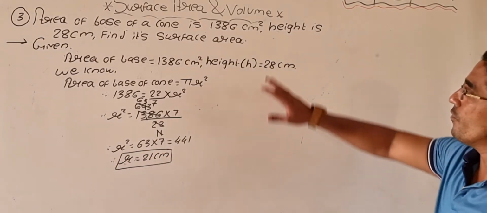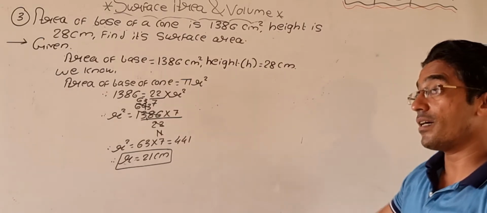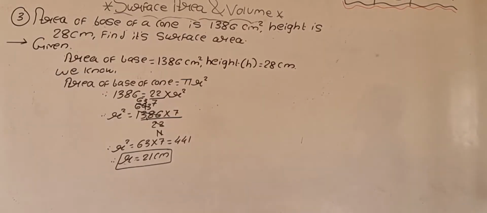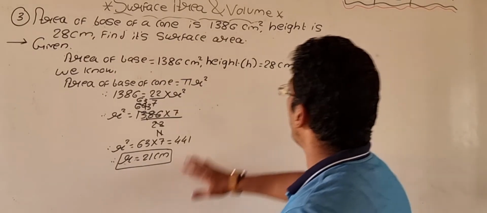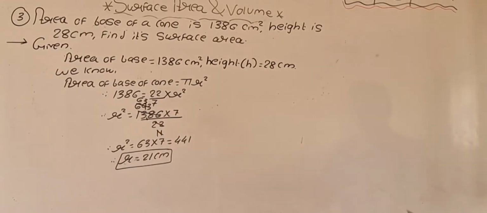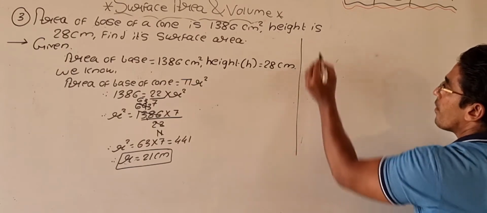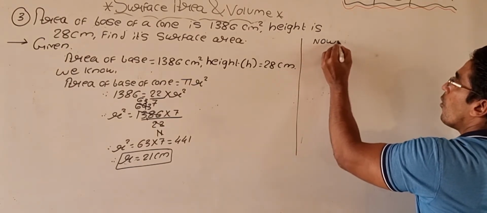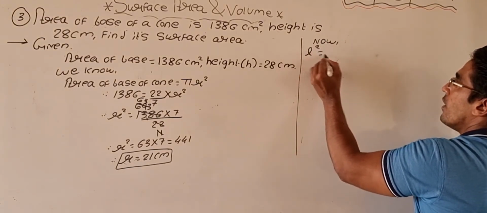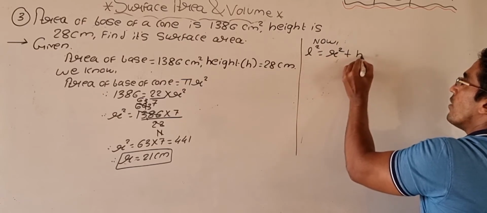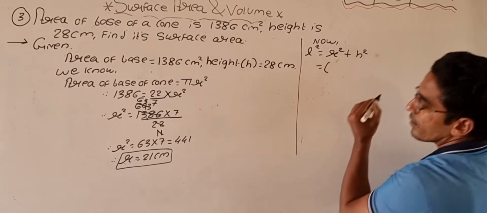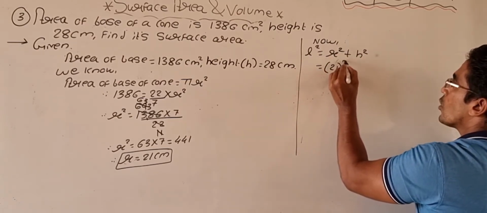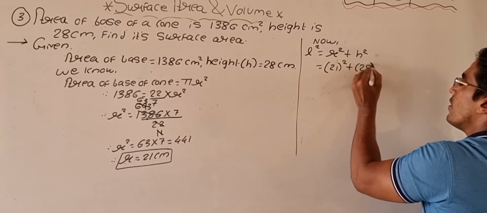Now again here we have to find out the surface area. It is curved surface area. What is the formula for curved surface area? Pi r l. Now we know the value of r, we know the value of h. So first we will find out the value of l. Now L square is equal to r square plus h square. That is equal to 21 square plus 28 square.